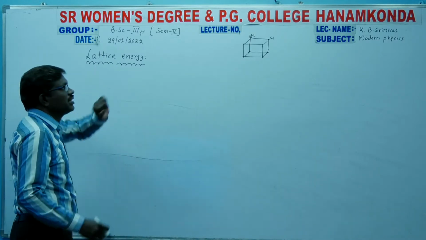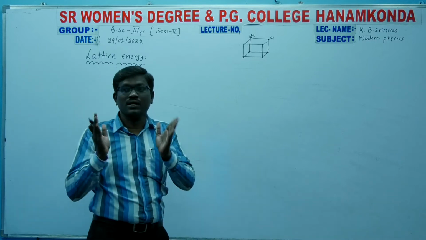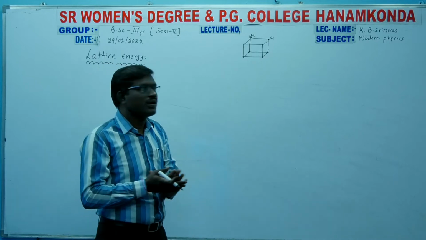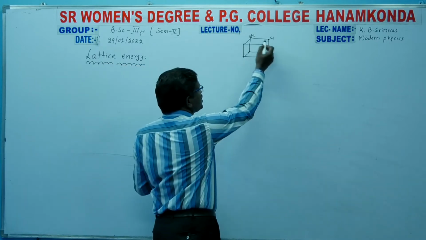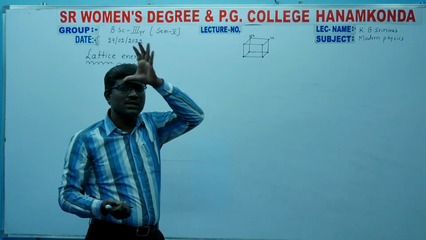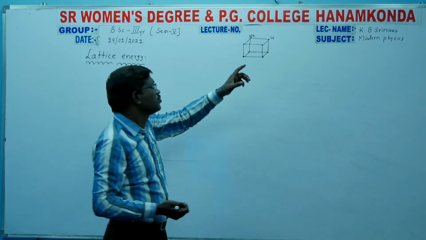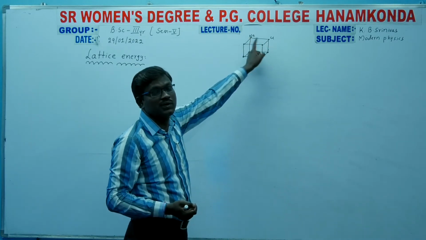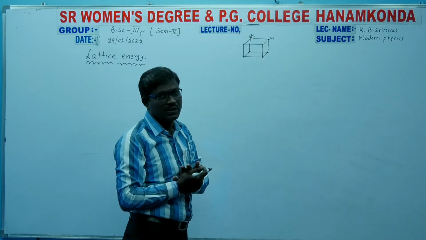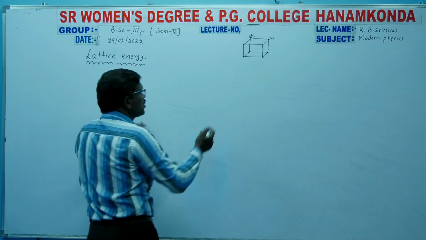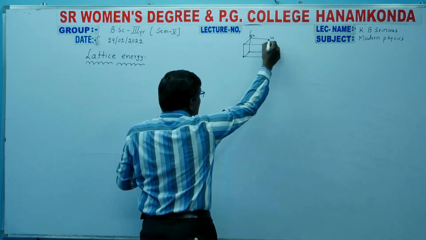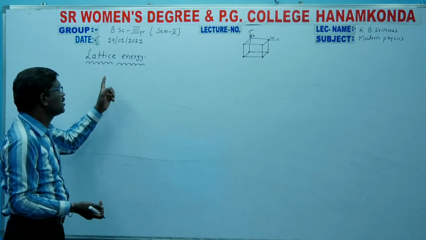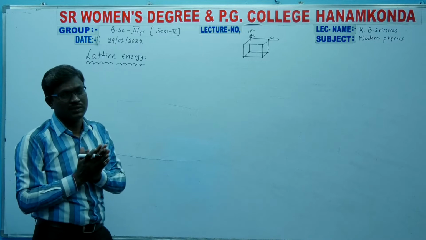What is lattice energy? The energy required to break or remove the ions from the lattice points of the crystal is known as lattice energy. To remove these ions from the crystal, we need to supply some energy. That is known as what? Lattice energy.